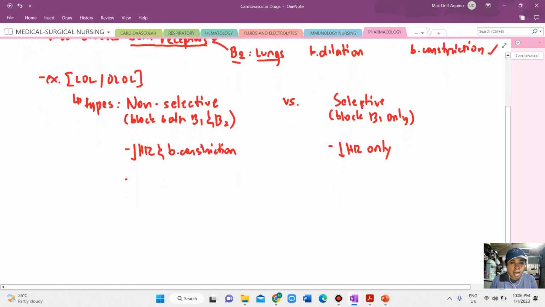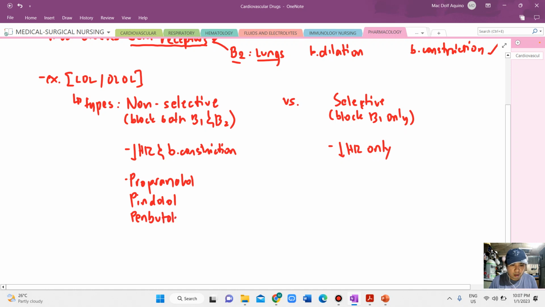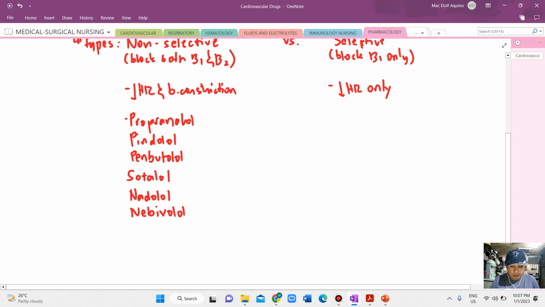What are the drugs under non-selective? First, we have your propranolol. Next, we have your pindolol. Next, we have your butolol. Next, we have your sotalol. Next, we have your nadolol. And then, another N, nebivolol. As you can see, the N in olol, that's their family name.